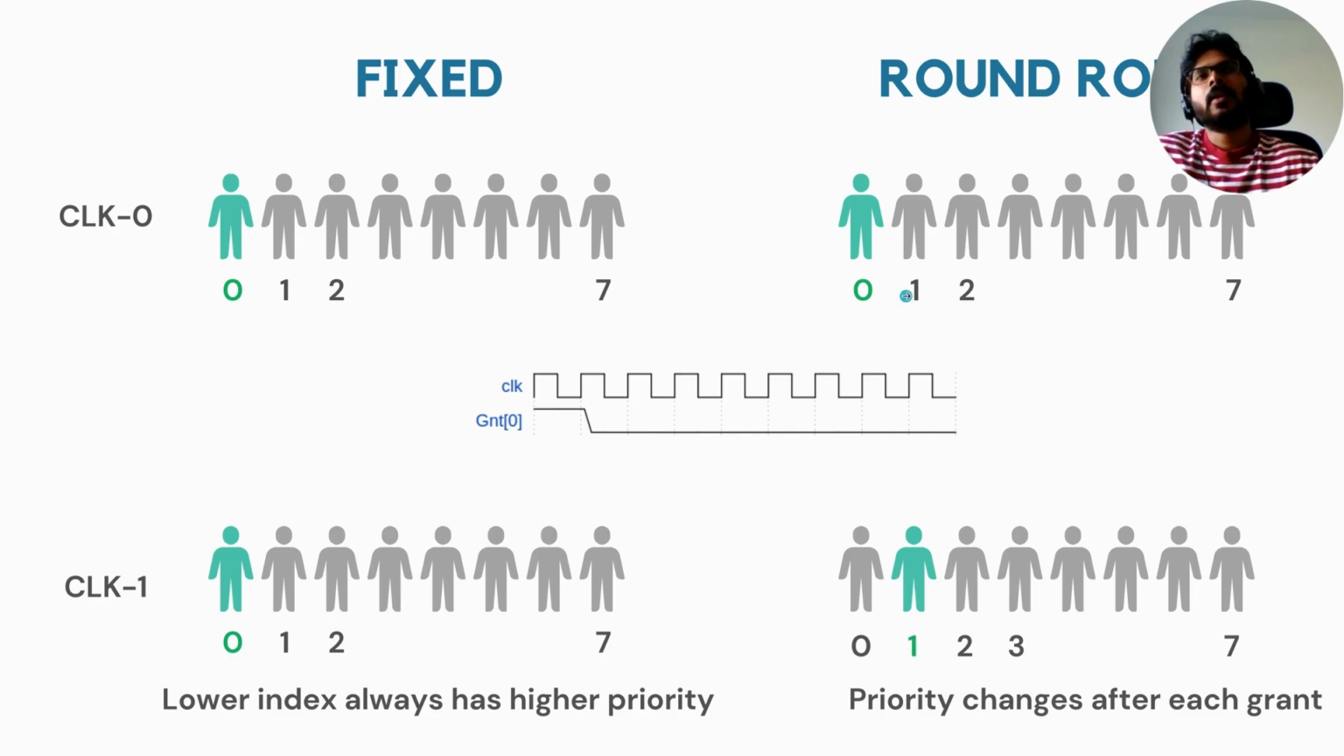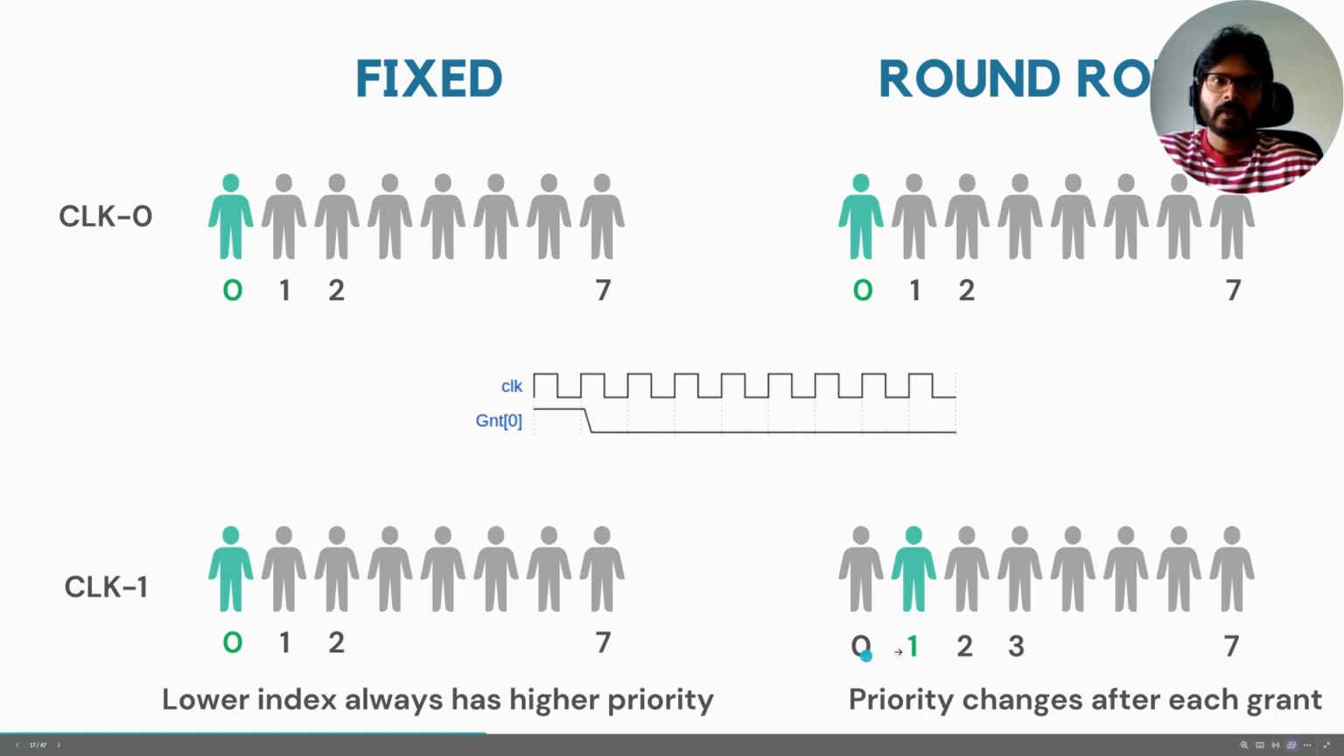This is because the arbitration priority, even though originally out of reset it was 0 to 7, meaning 0 has the highest priority and 7 has the lowest, changes. In the second clock cycle, since requester 0 already got a grant, the priority shifted to 1. So it's 1, 2, 3, up to 7, and then 0.